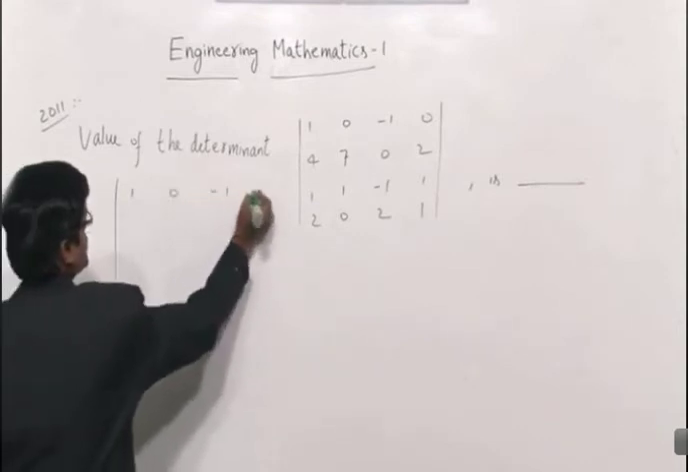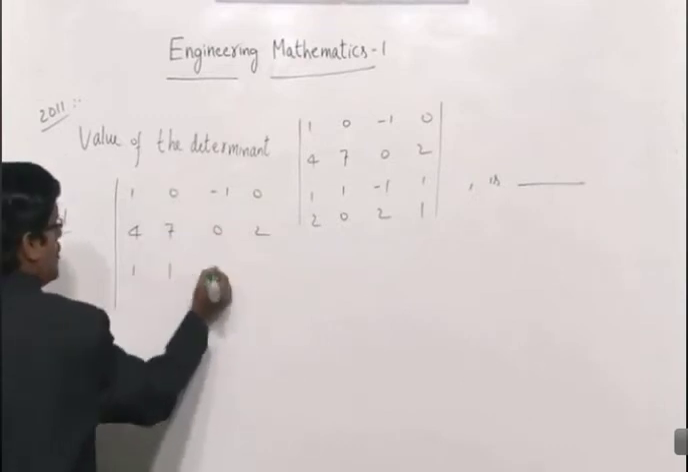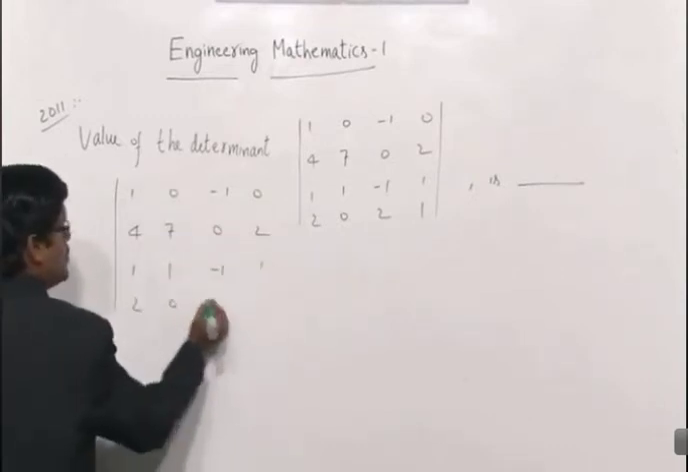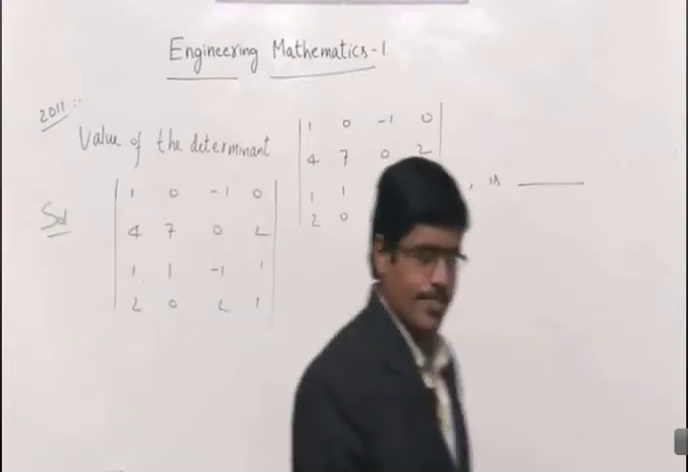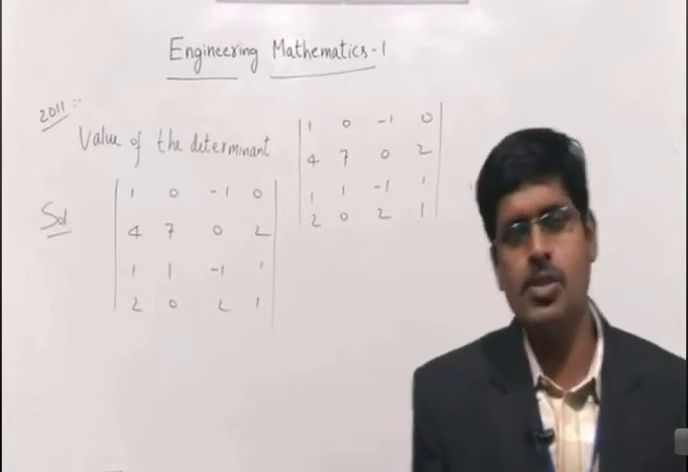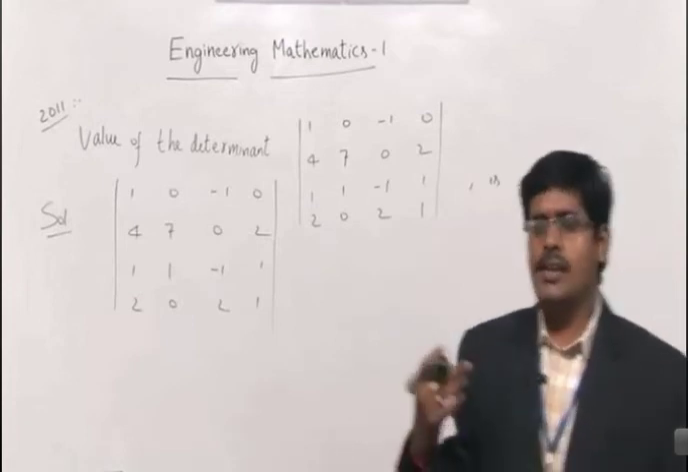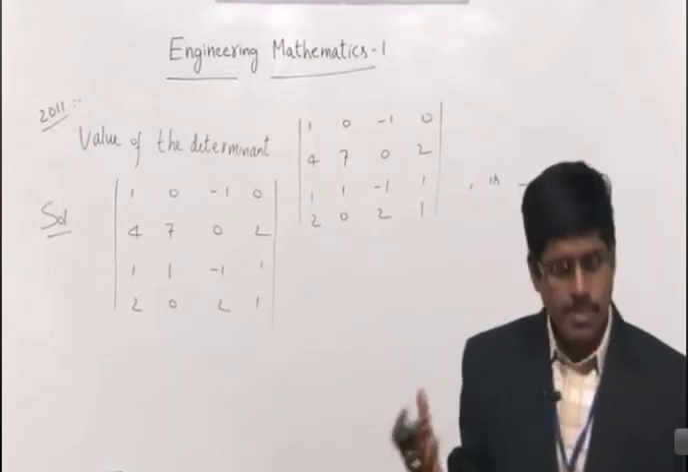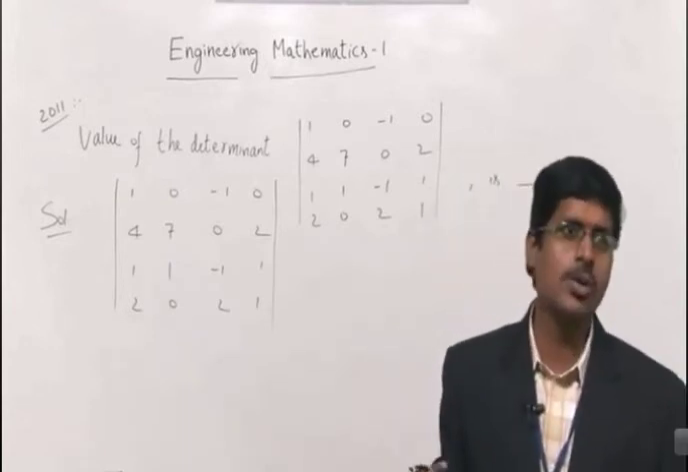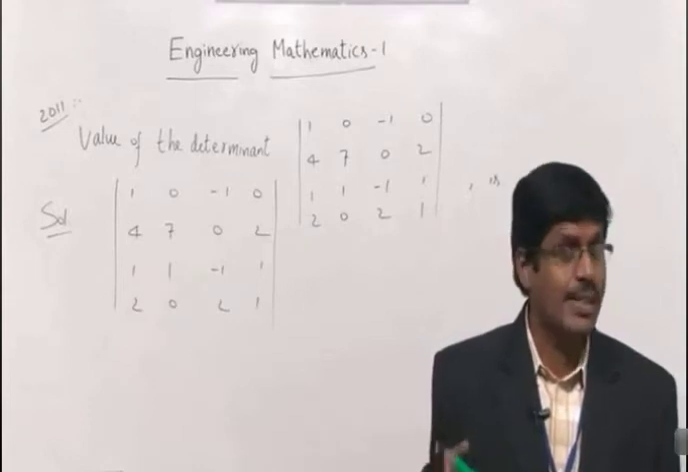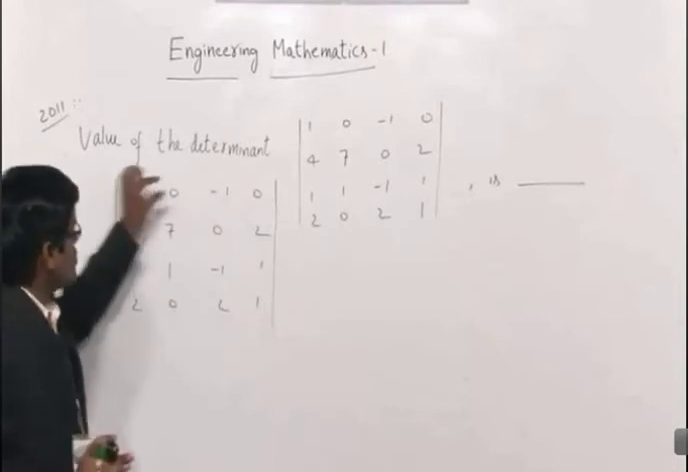What is given here? 1 0 minus 1 0, 4 7 0 2, 1 1 minus 1 1, 2 0 2 1. Now select what I told you. Select a row or column as you like. First of all, look at the maximum zeros containing a row or column, then go to that row, and make the remaining elements zeros if possible. Remaining elements means except one element. So here, see the first row, already 2 elements are zeros.